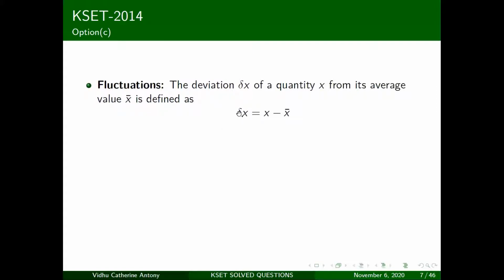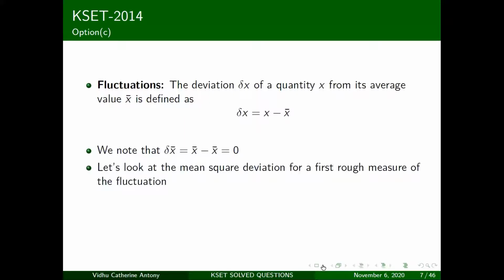So the deviation delta x is basically the change. This is the first quantity, the quantity that you have, and you take the average of that set of quantities and subtract it, and you get the deviation. So this is pretty simple to understand. Next, you should note that if you take the average value of the deviation itself, it is going to end up becoming 0.